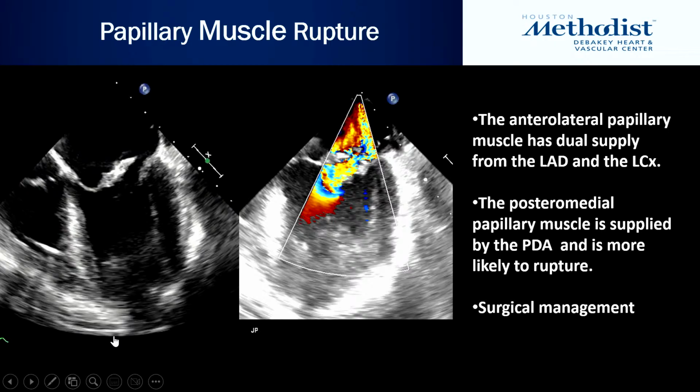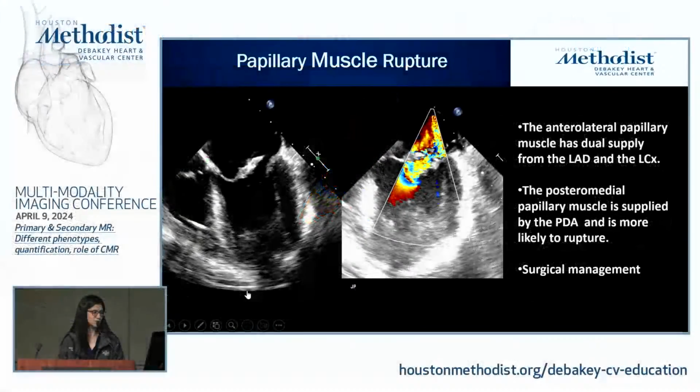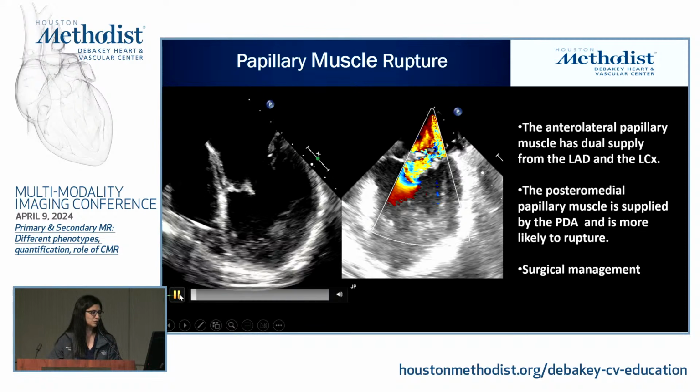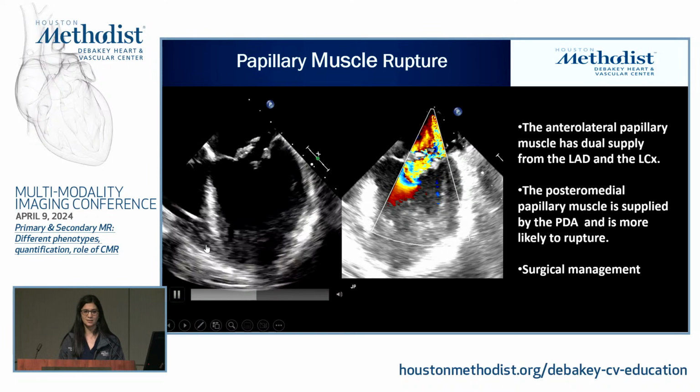Papillary muscle rupture is another cause of mitral regurgitation. You see it in patients with late presentation from STEMIs. We saw these more frequently during the COVID times when patients were hesitant to come to the hospital.